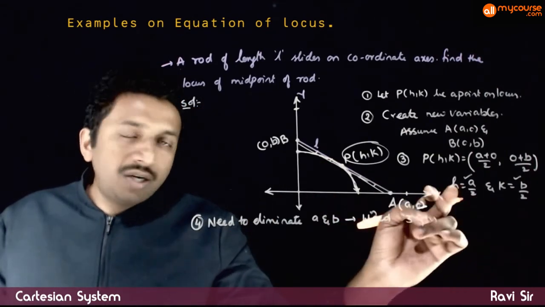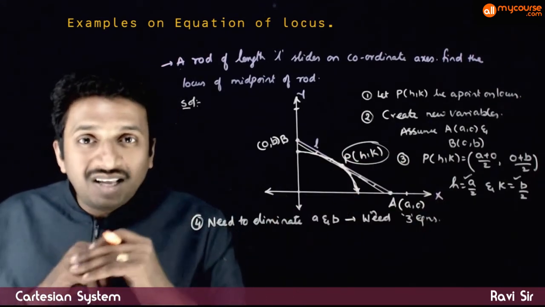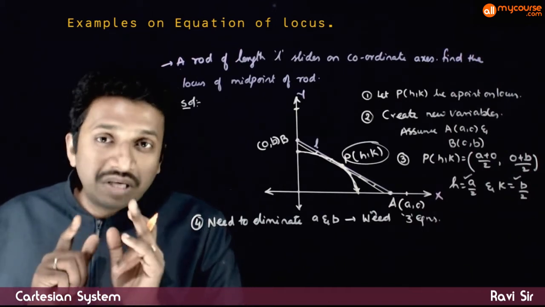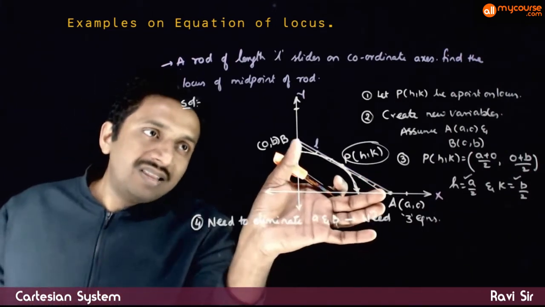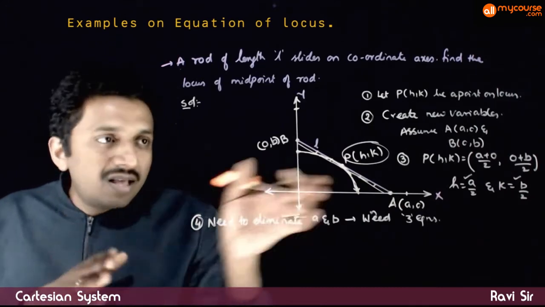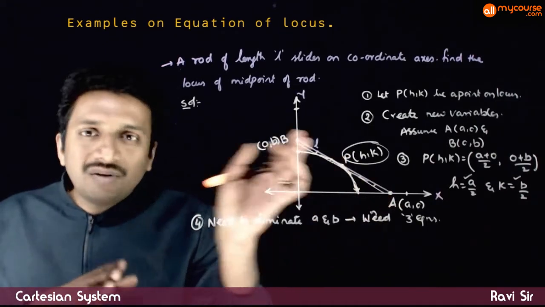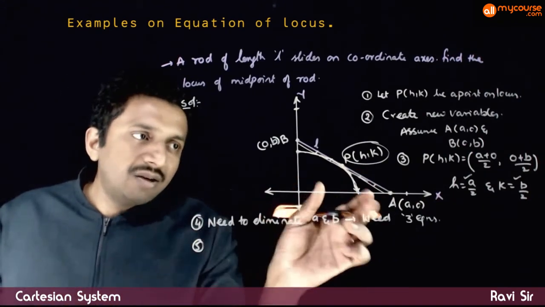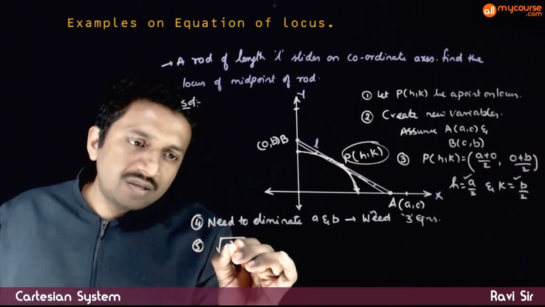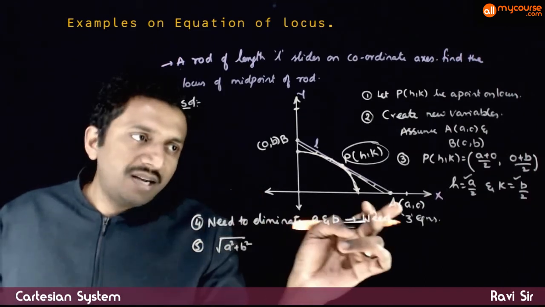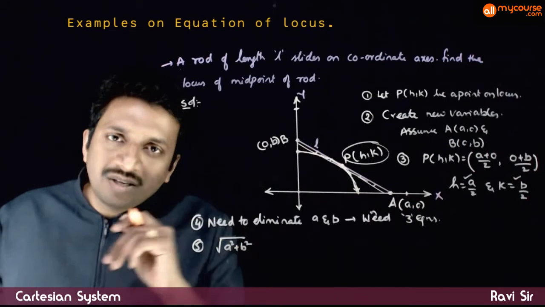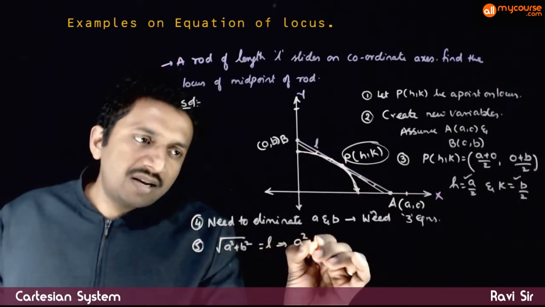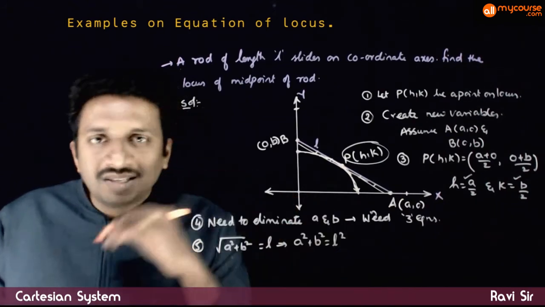So you already have two equations with you. What is the third equation which is present in this question? The third equation which I have not used till now is that the length of the rod is fixed. As the rod is sliding, the length of the rod is not changing. The length of the rod is root of a minus 0 whole square plus 0 minus b whole square, which is equal to L. This implies a square plus b square is equal to L square.